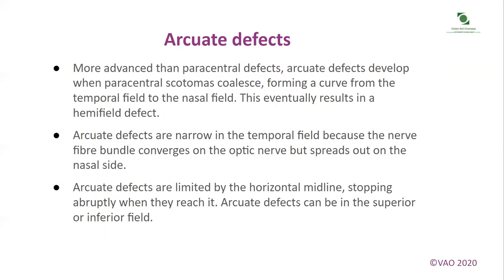Arcuate defects are narrow in the temporal field because the nerve fiber bundle converges on the optic nerve, but spreads out on the nasal side. Arcuate defects are limited by the horizontal midline, stopping abruptly when they reach it. Arcuate defects can be in the superior or inferior field.